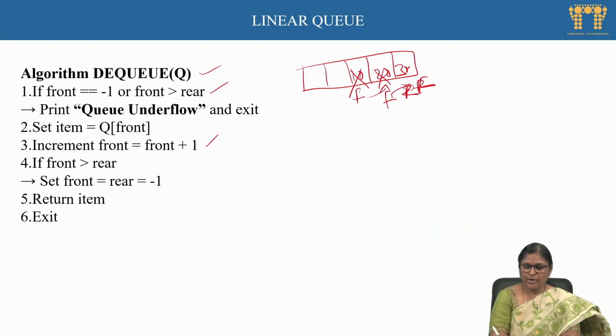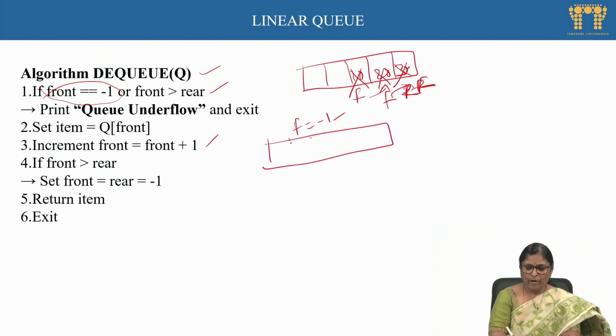Here front and rear are equal. Whenever both are equal means one element is existing. After deleting it, your F is equal to minus 1. So whenever F is equal to minus 1 means what? Your queue will be empty. Or also another case, F is greater than rear, that is front is greater than rear.